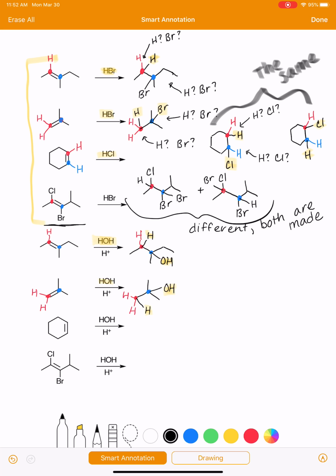2 more to go. Redraw the alkene without the double bond. Find your red carbon. Find your blue carbon. Figure out how many hydrogens were on the red carbon. We can see 3 bonds on the red carbon, so that means it has 1 hydrogen. Figure out how many hydrogens were on the blue carbon. We can see 3, so that means it also has 1.